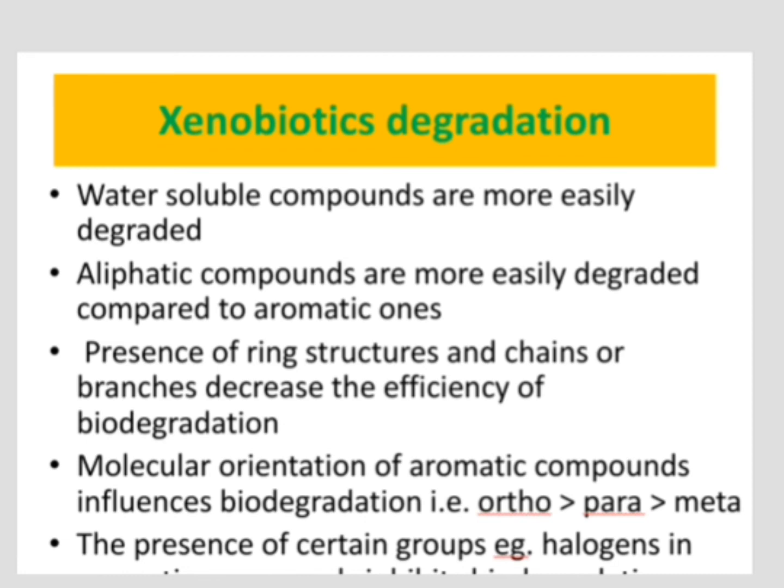If the xenobiotic has a ring structure or a cyclic structure, or it has long chains or branches, then the xenobiotic degradation will be much slower. Then the molecular orientation of the aromatic compound influences biodegradation. So, the ortho compound will be much more biodegraded than para, and the least biodegraded compound will be meta.